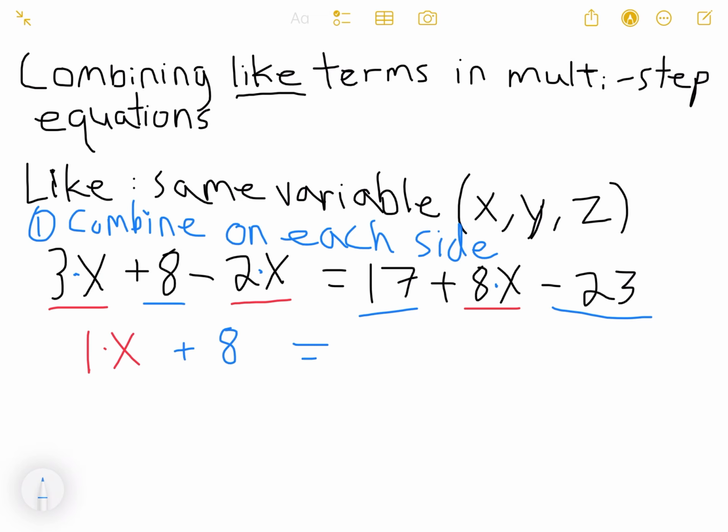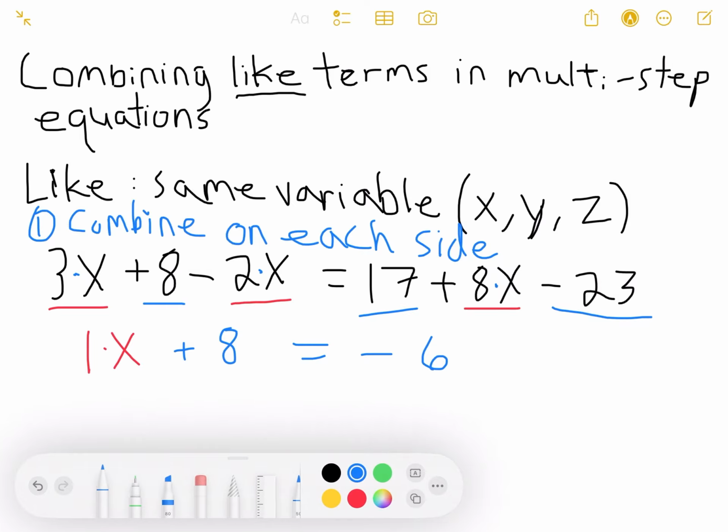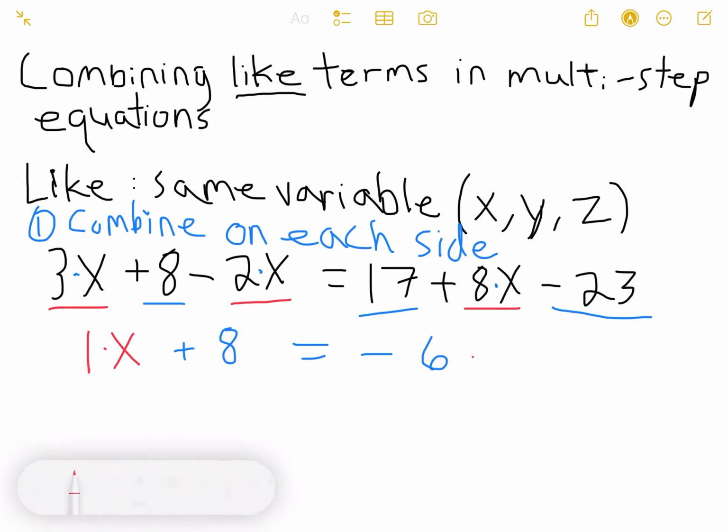Then on the other side, I have 17 minus 23. So again, as we learned with negatives, if I have $17 and I spent $23, that gives me minus 6. And then I'm left with positive 8x. That was what I already had, so I didn't have to combine anything.